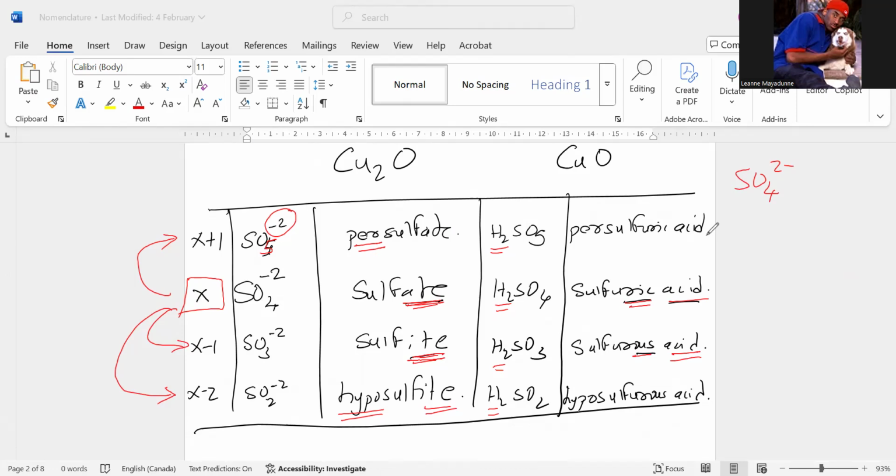Okay, I'm done. As homework, I want you to do PO4 3 minus and ClO3 minus. These are the X. PO4 3 minus is phosphate. ClO3 minus is chlorate. I want you to make this table and share it with me later on.